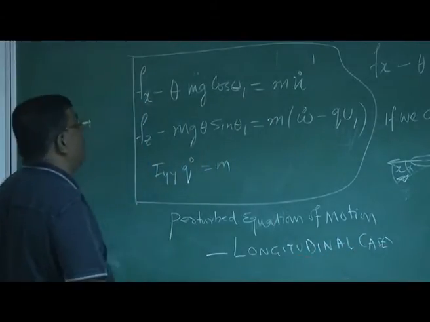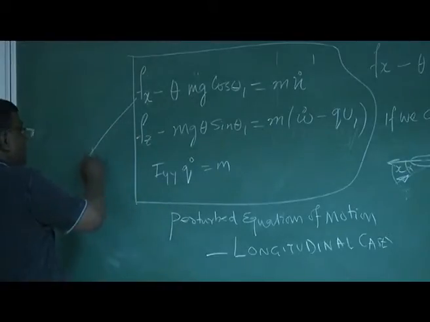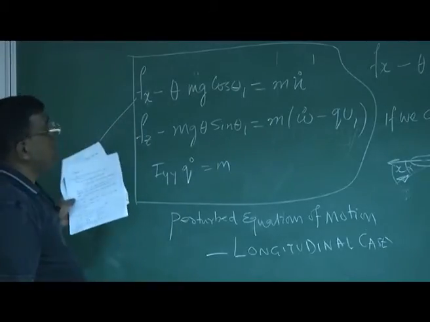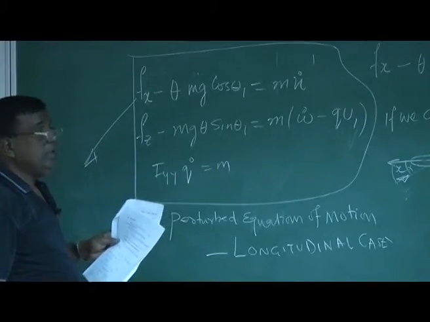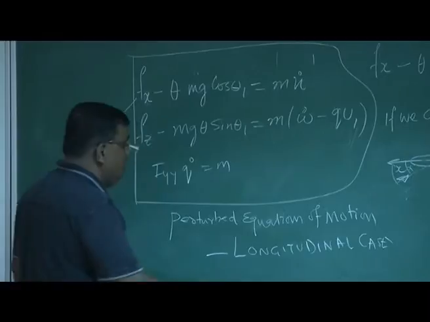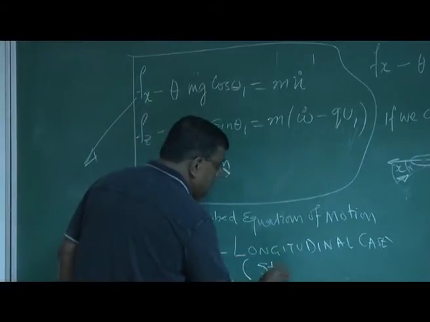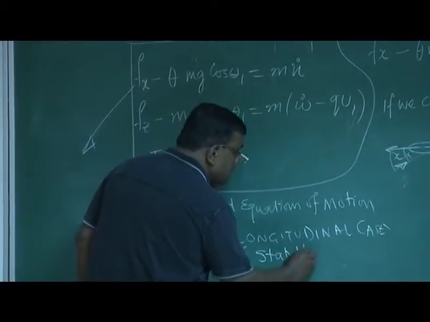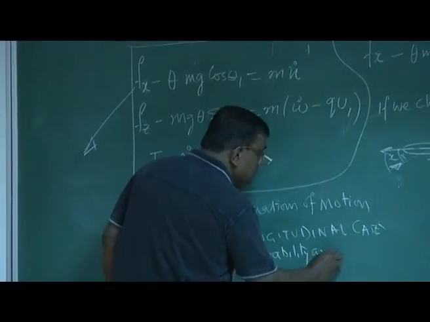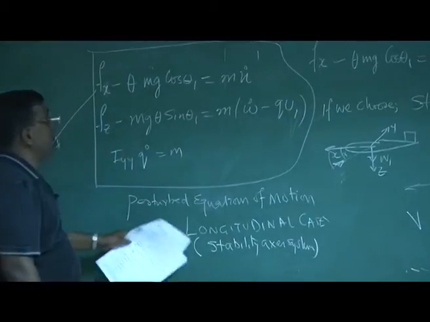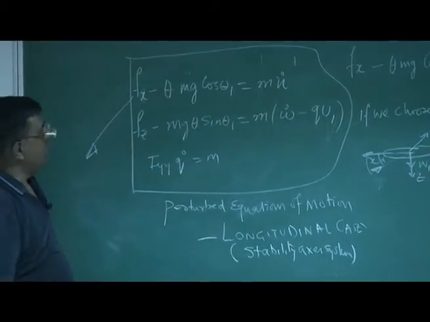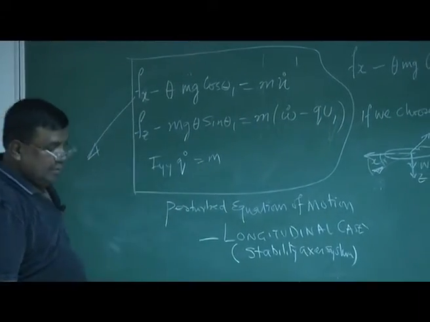Also remember, when we are deriving this first equation, we have assumed that we are writing in the stability axis system. The x-axis is pointed toward the velocity vector. So you must also note down stability axis system. This has made this equation simpler. Now this is the equation.